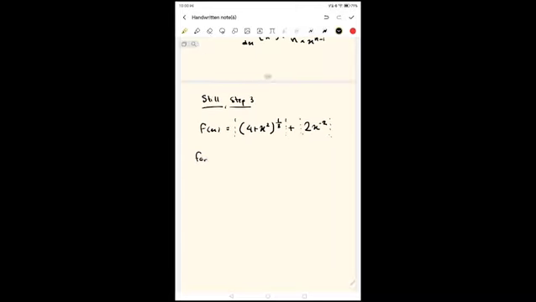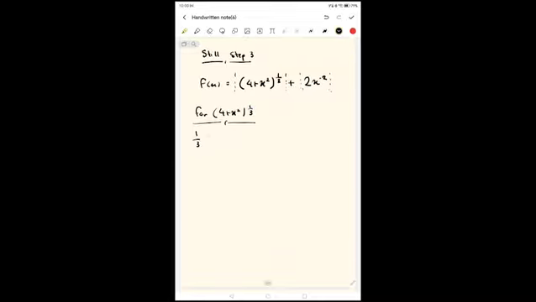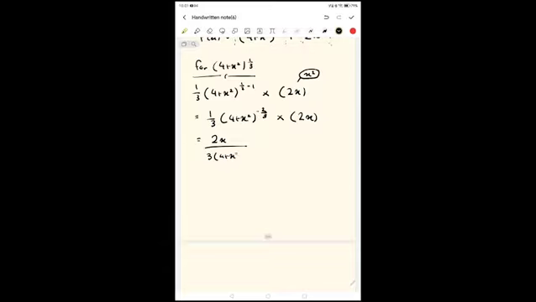For the first term, which is 4 plus x squared with the power of 1 over 3, we apply the chain rule. We bring the power of 1 over 3 to the front, subtract 1 from the exponent to get negative 2 over 3, and then multiply by the inner derivative of 4 plus x squared, which is 2x. This simplifies to 2x over 3 times 4 plus x squared to the power of positive 2 over 3.